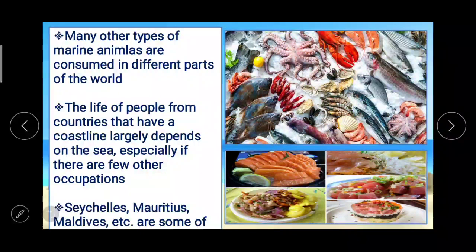The life of people from countries that have a coastline largely depends on the sea, especially if there are few other occupations. Seychelles, Mauritius, Maldives are examples. But the basic thing we have to understand is that not only for the purpose of medicine or for the production of fertilizers, हमारे डेली डाइट में भी इन सब चीज़ों का बहुत ही इम्पोर्टेंस है.